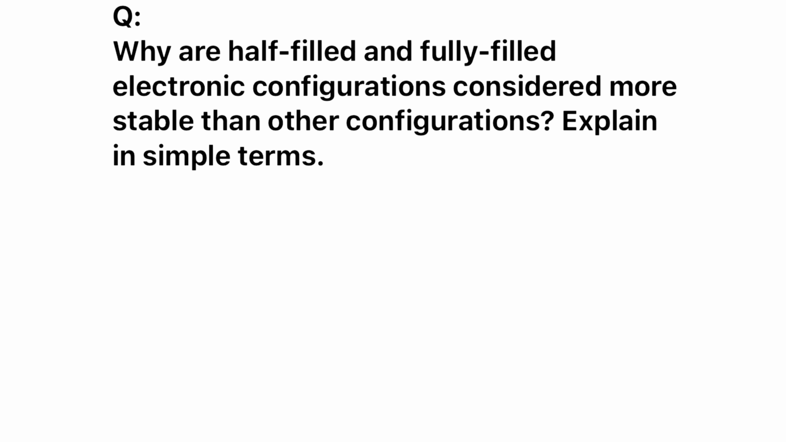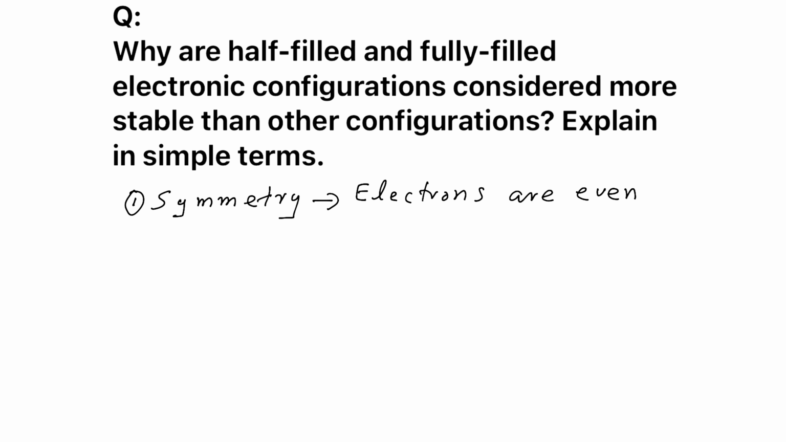Okay. Basically, there are two reasons. One is due to symmetry. Okay. Listen. Symmetry always leads to stability. If something is more symmetric, then it is more stable. Now, for d5 and d10 configurations, electrons are evenly spread out, uniformly spread out, which makes it more symmetric, and also more stable.